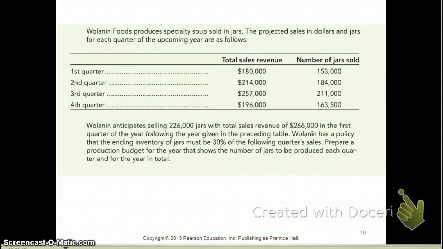Be sure to pause the video and read this example, and we will go through it in a minute. Whenever you're doing a production budget, you start with the number of sales units. So you're going to start with these numbers here. Next, you are going to find out what would be the desired ending inventory. And here they tell you that this company has a policy that the ending inventory of jars must be 30% of the following quarter's sales. Unless they tell you otherwise, you would use that same number to calculate the beginning inventory. The requirement says prepare a production budget for the year that show the number of jars produced each quarter and for the year in total.